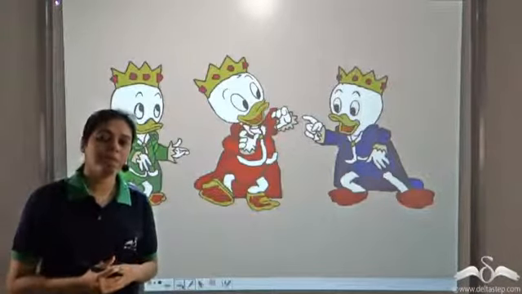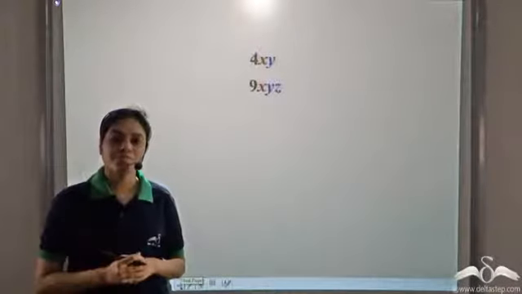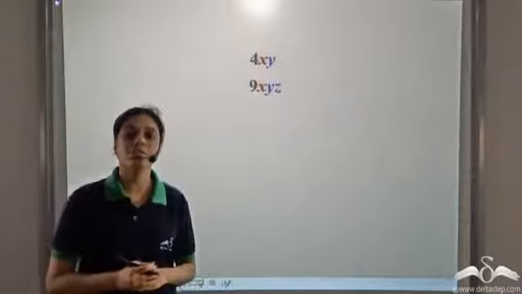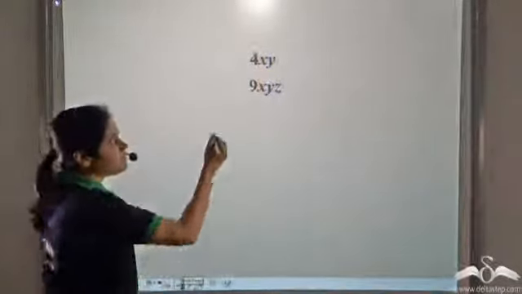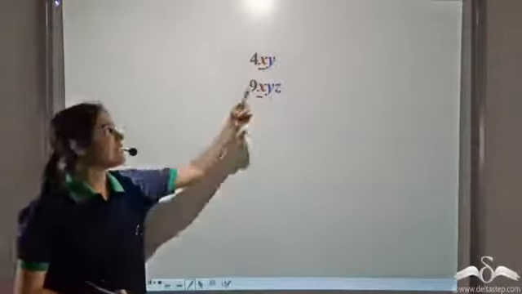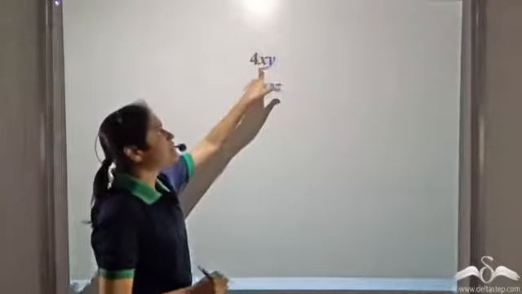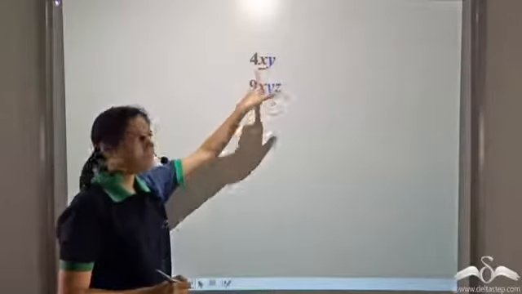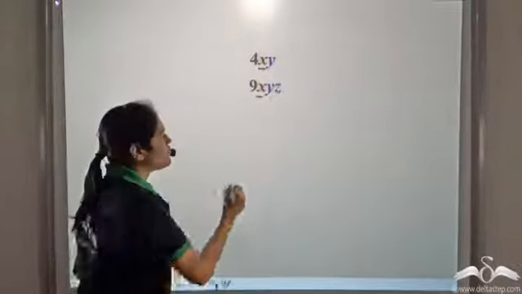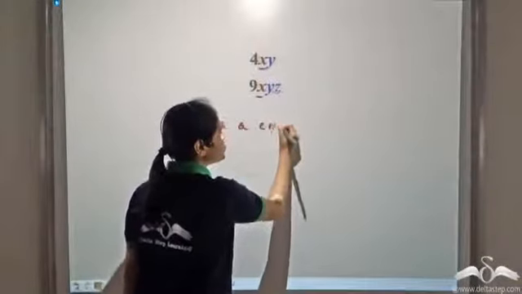And we do something similar in algebra. We have these two terms here. So we try to see what is common or similar among these two terms. We see that both the terms have x. So we can say that x is common between these two terms. Now, x is a factor of 4xy and x is a factor of 9xyz. So we can say that x is a common factor of these two terms.